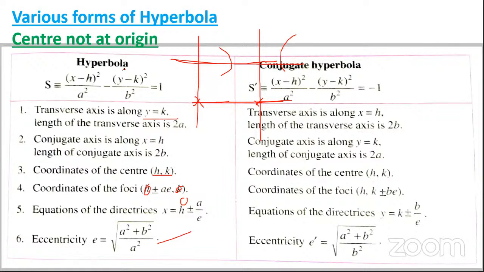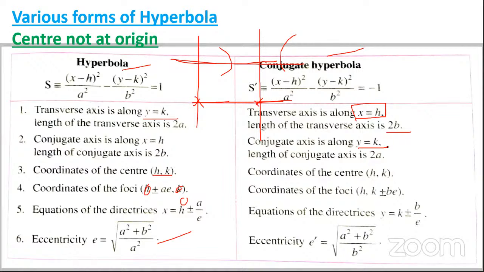Similarly, the conjugate hyperbola for this one is (x minus h) whole square by a square minus (y minus k) whole square by b square equal to -1. The transverse axis is along x equal to h. Here a is less than b, that's why the transverse axis is along x equal to h. The length of the transverse axis is 2b, and the conjugate axis is along y equal to k.